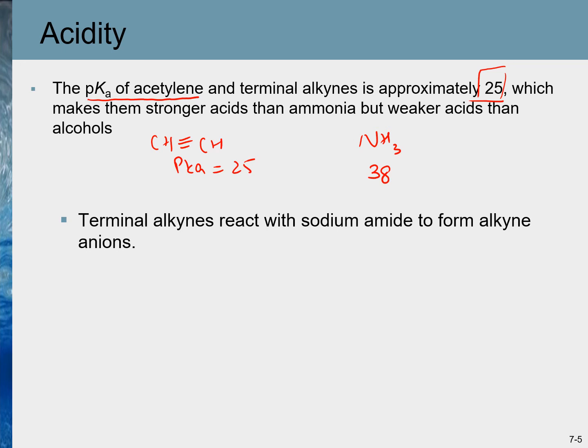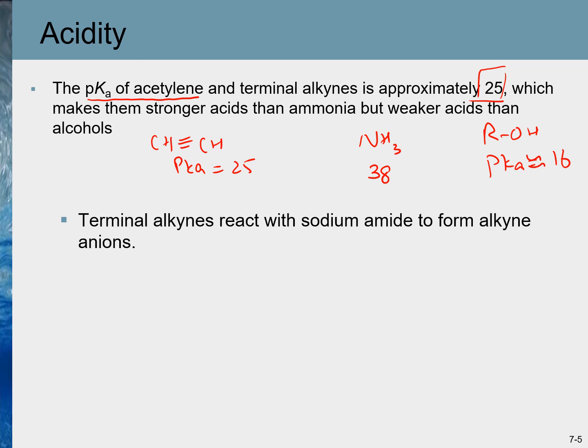Therefore, alkynes are stronger acids than ammonia, but they are weaker acids than alcohols and water, because alcohol pKa value is approximately about 16. So alcohols are much stronger acids than ethyne. Now terminal alkynes react with the sodium amide to form alkyne anions.